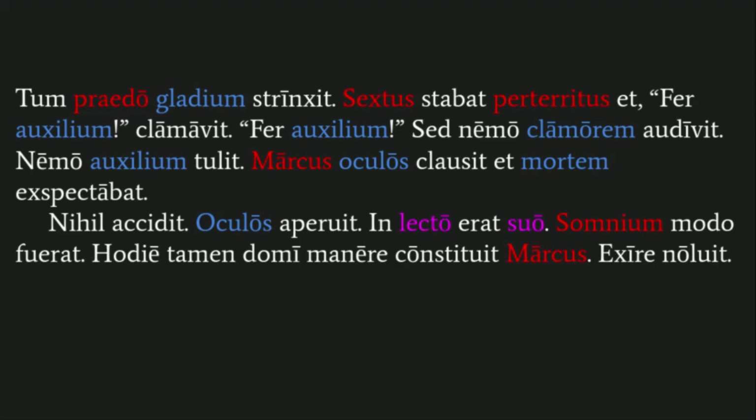Hodie tamen domi manere constituit Marcus. So it says, today, however, Marcus decided, constituit, to stay home, manere domi, to stay at home. So he decided not to go out. He didn't want to go into the city anymore. And it ends on that line. You have exire noluit. He did not want to go out.